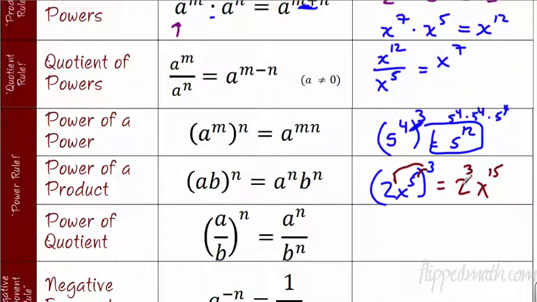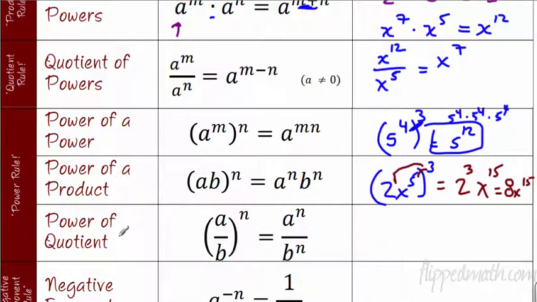Well, not really. We could take 2 to the 3rd power, that's 8. So let's call it 8x to the 15, and that would be the final simplified form of this problem. What I see students do all the time is they just multiply the 5 times the 3. They forget about that 2, that coefficient out in front. So make sure you don't do that.